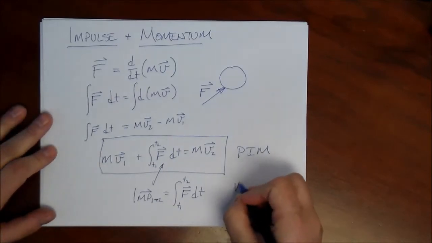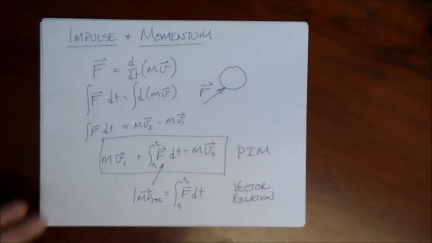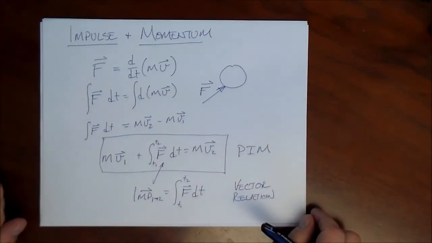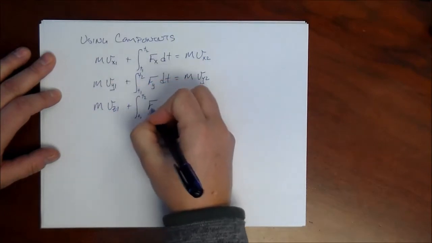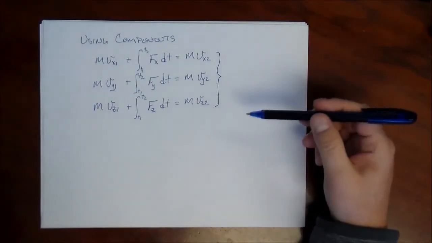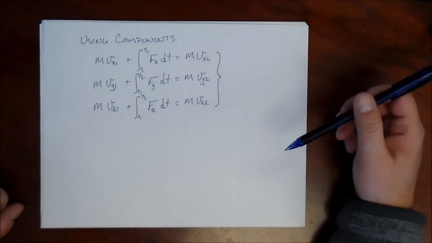Something important about it is that this is a vector relationship. In the last topic, when we were dealing with work and energy, we had scalar relationships, but now we're back to vector relationships similar to Newton's second law. Since we have a vector relationship, in order to get solutions to problems using the principle of impulse and momentum, we have to consider components. For example, in Cartesian coordinates, we have three components, x, y, and z. We can write three independent equations from the principle of impulse and momentum in each of the relative directions.